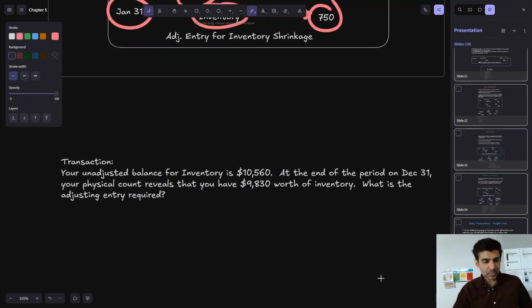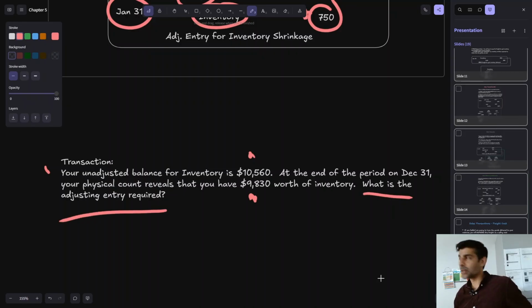Here's the transaction. Your unadjusted balance for inventory is this. So this is what your unadjusted inventory balance is in your accounting system. When you actually go in at the end of the period and you physically count the items, you realize that there's only this much value of inventory. You saw how many units over there, you have some per unit value, and you saw that the value of your inventory is only this much. So think about what is the adjusting entry required to account for this. Take a second, try to write it down, see if you remember.